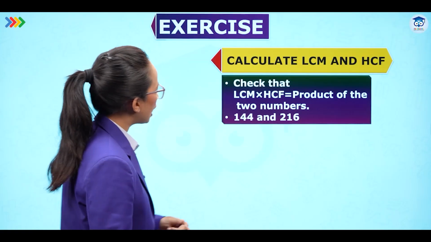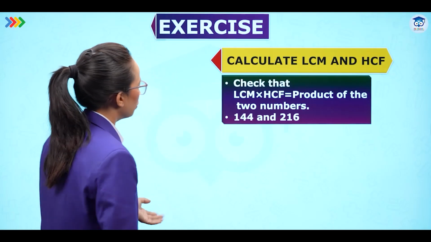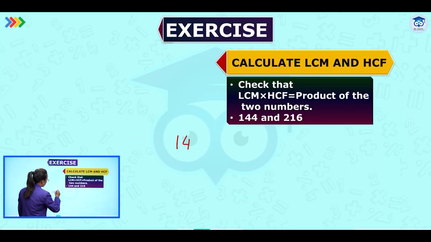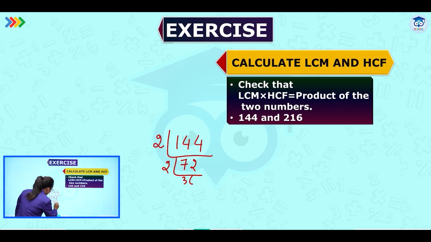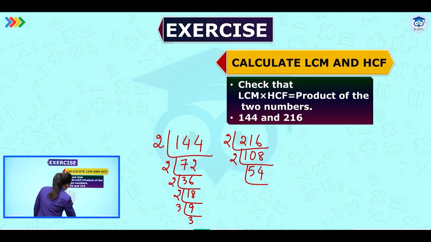We are going to show that the product of the LCM and the HCF is the same as the product of the two numbers. So 144: 2 into 72, 2 into 36, 2 into 18, 2 into 9, then 3, 3. Next we have 216: 2, 108, 2, 54, 2, 27, then 3, 9, 3, 3.